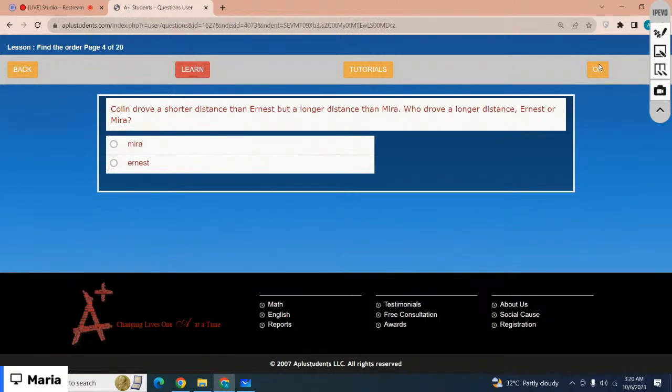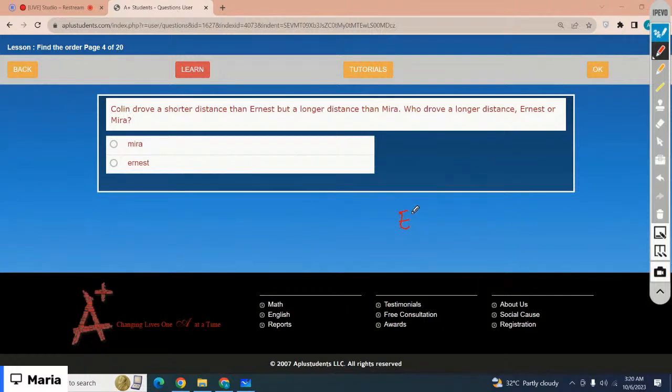Colin drove a shorter distance than Ernest, but a longer distance than Mira. Who drove the longer distance, Ernest or Mira? Okay, Colin drove shorter than Ernest. So here is Colin who drove shorter, and Ernest is the one who drove longer.